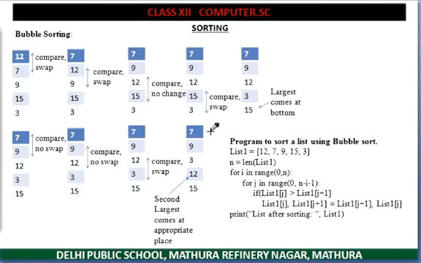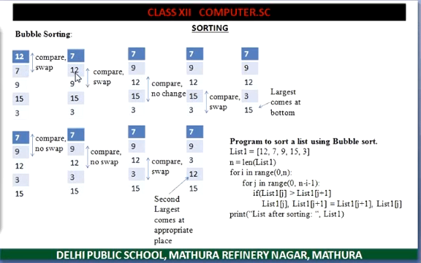Now sorting. Sorting is the process of arranging elements in ascending or descending order. The first sorting is bubble sort. Here we compare the elements and swap. First we compare the first two elements, 12 and 7. If the upper one is greater, then swap it. It becomes 7 and 12.